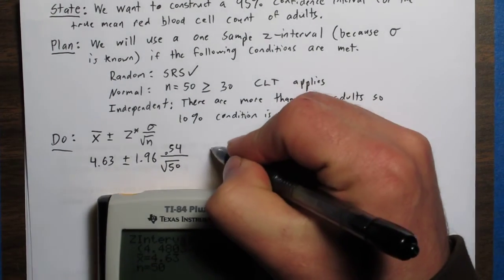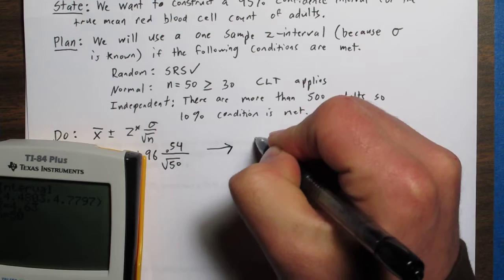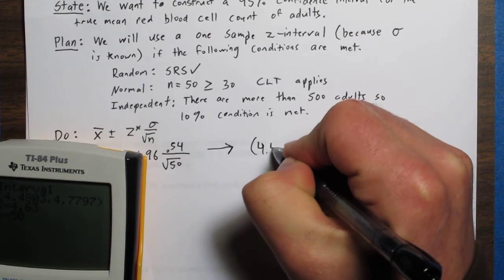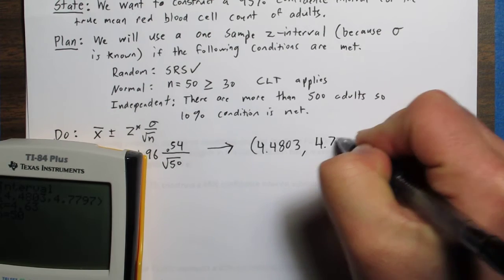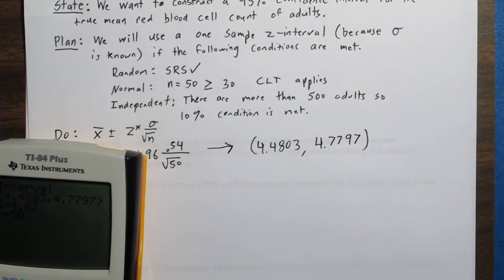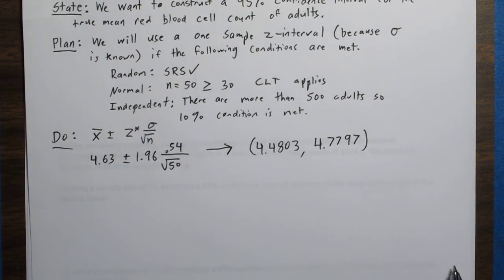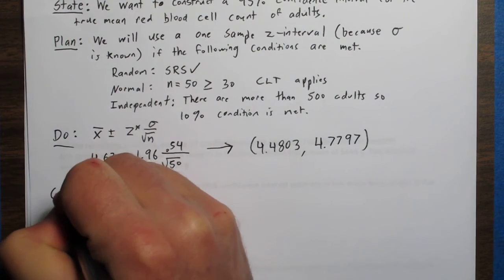So I'm going to say this yields this interval, 4.4803 and 4.7797. All right, with that, we'll go to the conclude step.